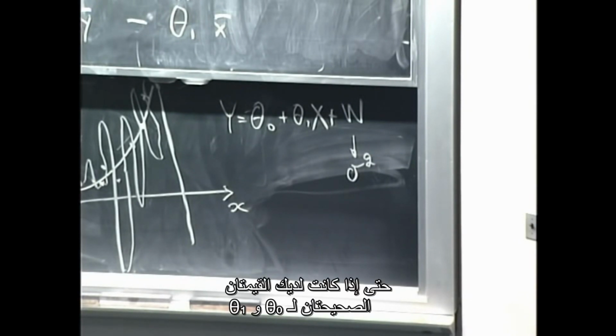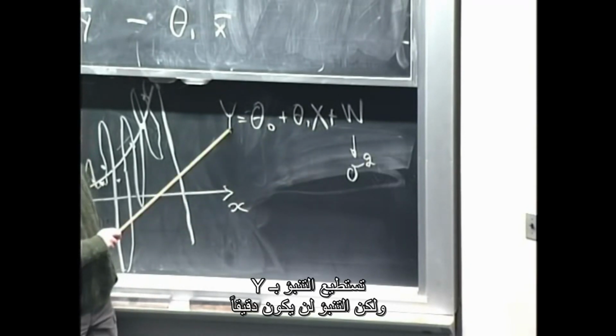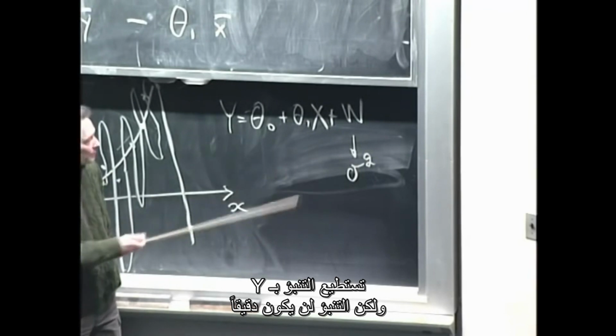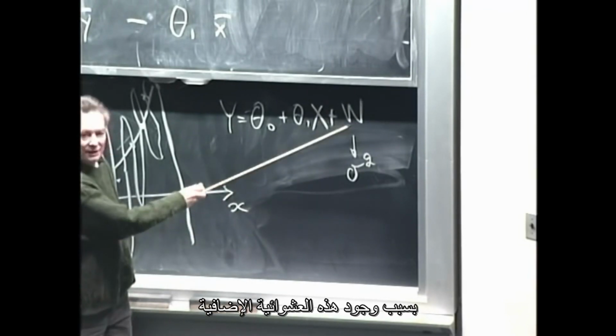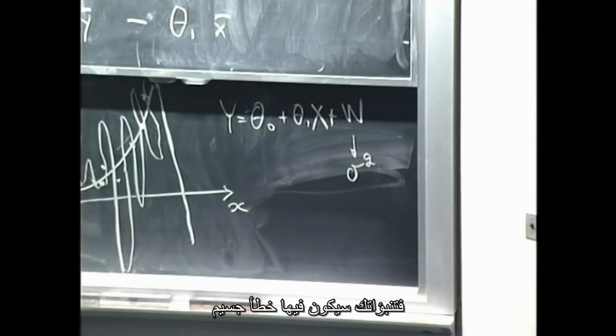Even if you have the correct theta 0 and theta 1, and somebody tells you x, you can make a prediction about y, but that prediction will not be accurate because there is this additional randomness. And if that additional randomness is big, then your predictions will also have a substantial error in them.